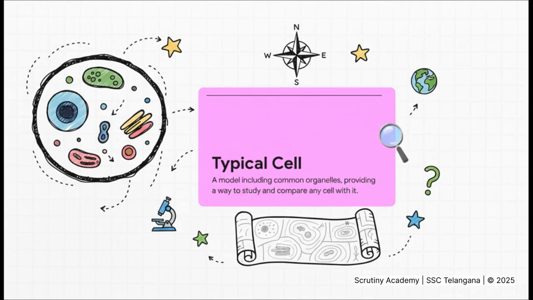So how do we even begin to navigate this incredibly tiny world? Well, scientists have this really clever tool. It's kind of like a master blueprint called the typical cell. Now, this isn't a photo of any one specific cell. Instead, it's a simplified model, like a standard map. It shows us all the most important parts, these little cell organs called organelles that we're almost always going to find. It gives us a great starting point to compare all the different cells out there.